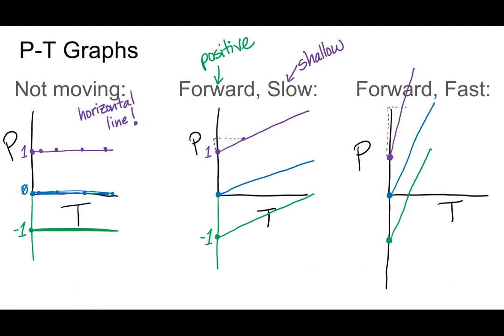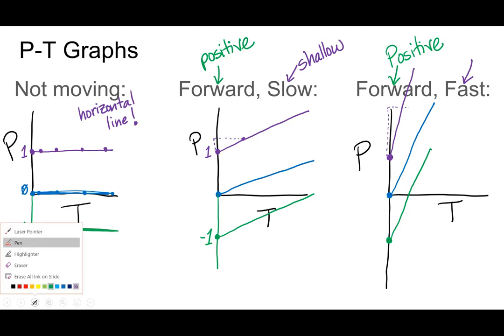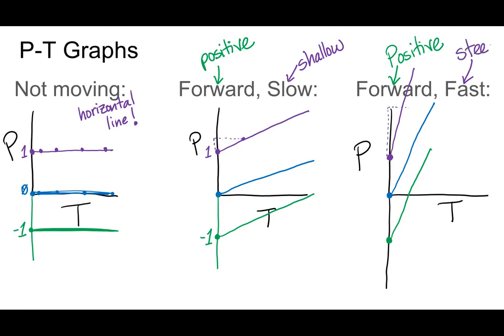So in both of these examples, they're both going forward. And what we notice is with both of them, forward has a positive slope. Positive means that the graph is increasing over time. The difference is in how quickly we're doing that. If it's a slow speed, then it will be a shallow slope. If it's a fast speed, then it will be a steep slope.